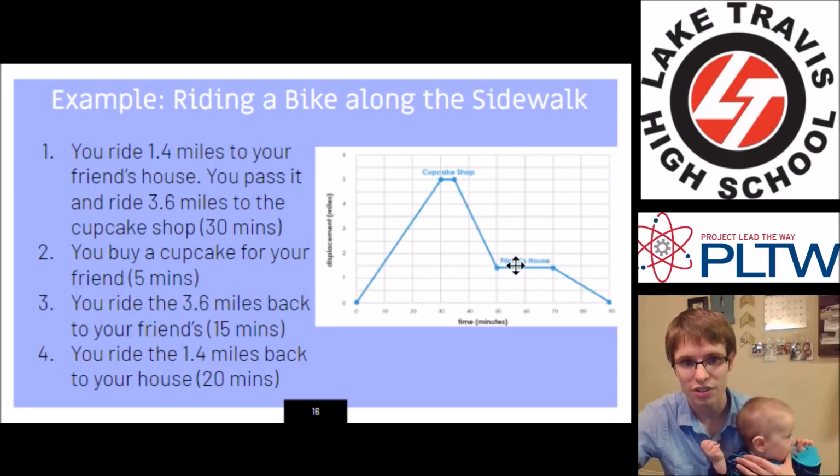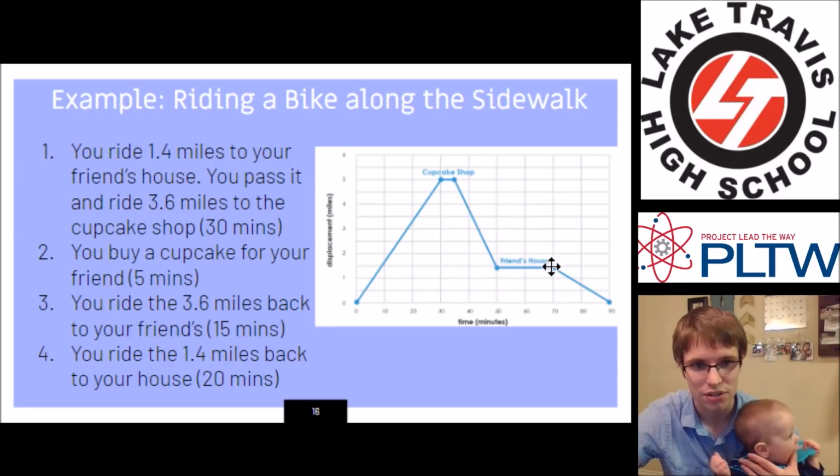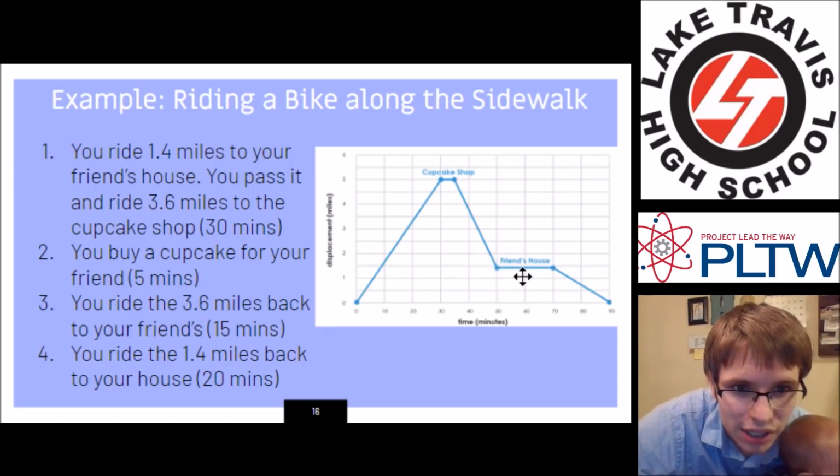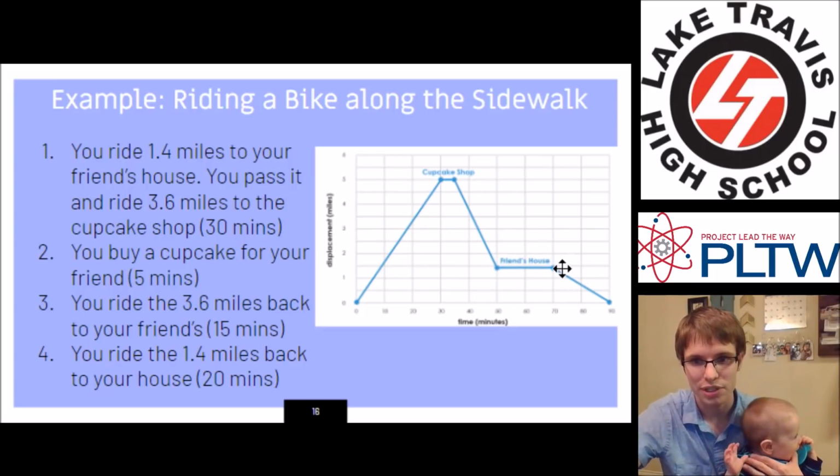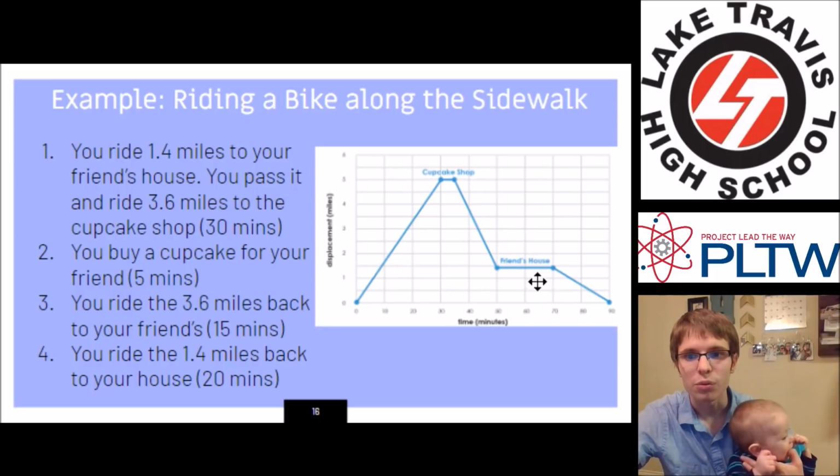And then you sit at your friend's house and enjoy the cupcake. That's a step that I left off earlier. That's 20 minutes. So you enjoy the cupcake for 20 minutes, and then you go back at a leisurely pace because your belly's all full for the 1.4 miles. So that's what happens here. You go 20 minutes in the positive forward time direction, and then 1.4 miles back towards your house. Doesn't matter what direction you go on the x-axis. In the y direction, up, anywhere up is away from your house, anywhere down is towards your house.